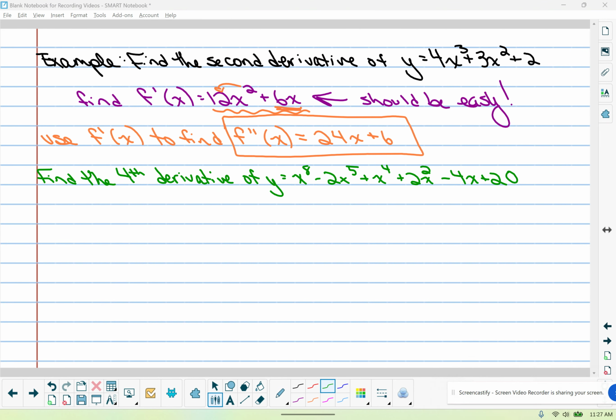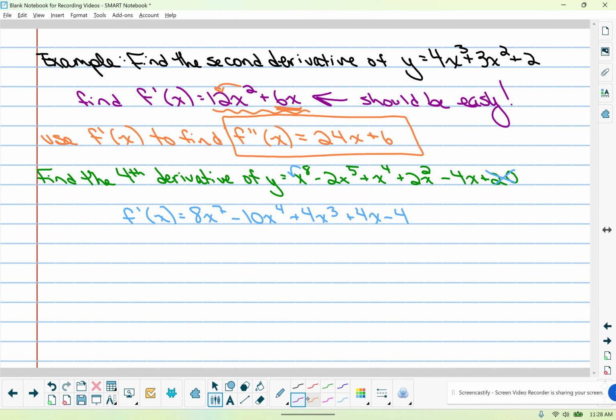Okay, well, we're just going to go down the line, and I already have these on another piece of paper. So if you aren't sure where these numbers are coming from, you can multiply them out on your own somewhere. But I'm going to go f prime of x is equal to, I'm just going to bring these down and multiply by the coefficient and drop a power off as I go. So this is going to be 8x to the seventh minus 10x to the fourth plus 4x to the third plus 4x minus 4. And remember, a constant, you're never going to have a derivative of a constant.